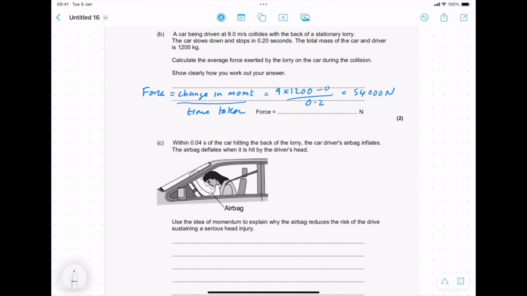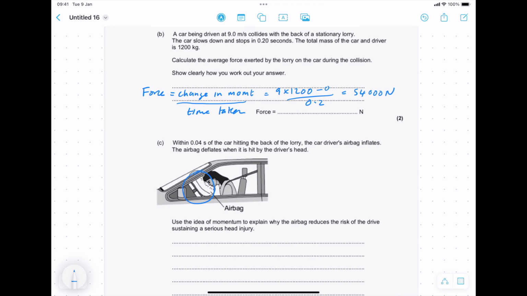Within 0.04 seconds of the car hitting the back of the lorry, the car driver's airbag inflates. The airbag deflates when it is hit by the driver's head. Use the idea of momentum to explain why the airbag reduces the risk of the driver sustaining a serious head injury. So what we need to think about is how this device, the airbag, helps reduce possible injury or even death by the way that it inflates. And how can we explain this?